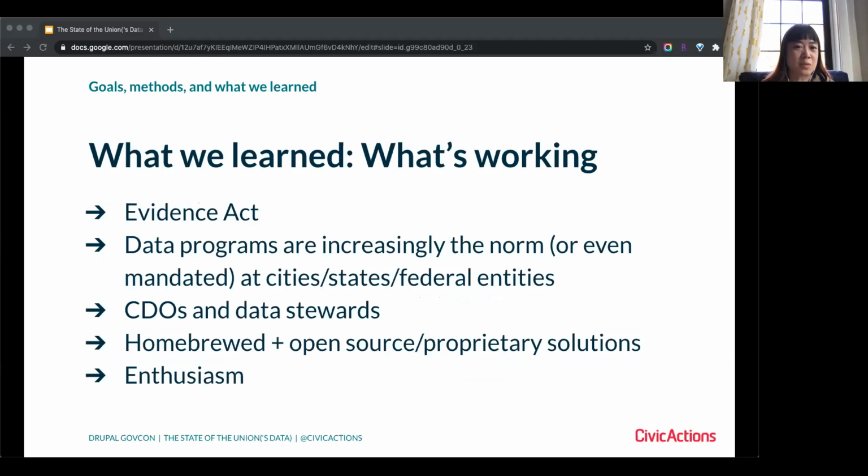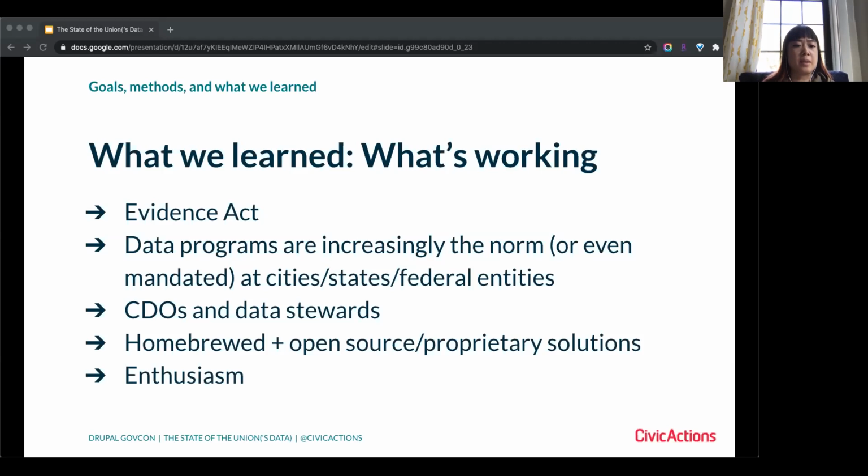So it looks like we're moving on to what's working. Right off the bat, we learned that there were a few basic things that worked across local and federal agencies in defining and aiding in their open data program goals. First and foremost, almost every agency we spoke to mentioned the federal level mandates, such as the Evidence Act, being core to what they do. These mandates pave way for data programs across city, state, and federal entities and lead to necessary creations of roles such as chief data officers and data stewards to help shepherd it through.